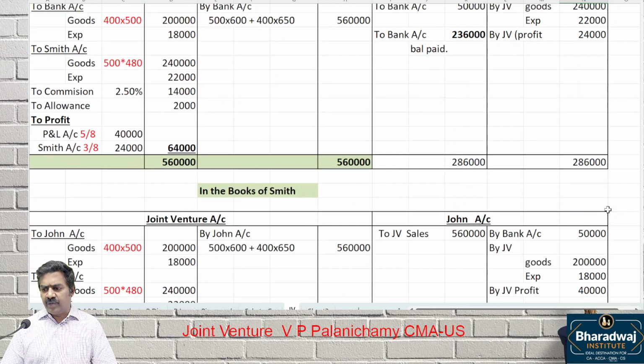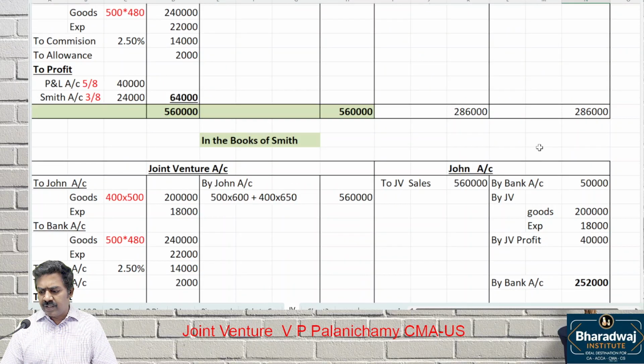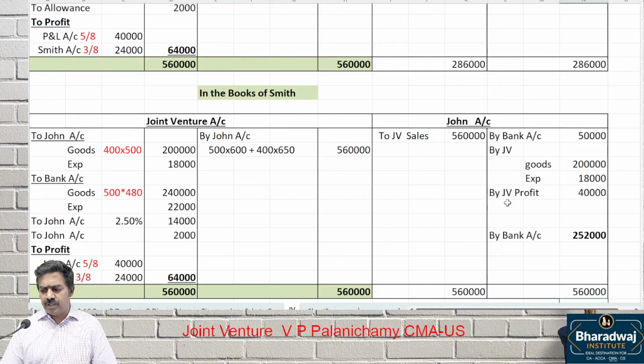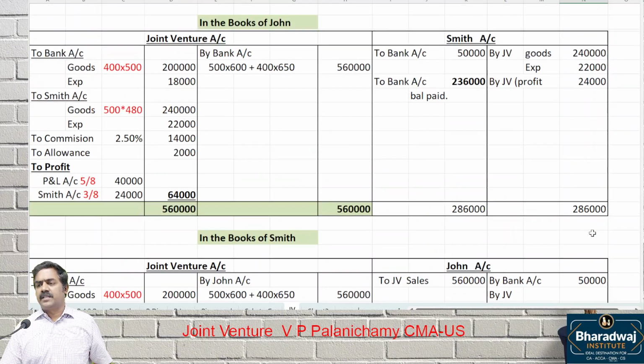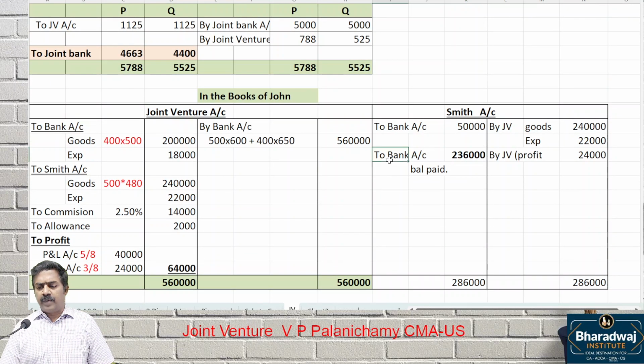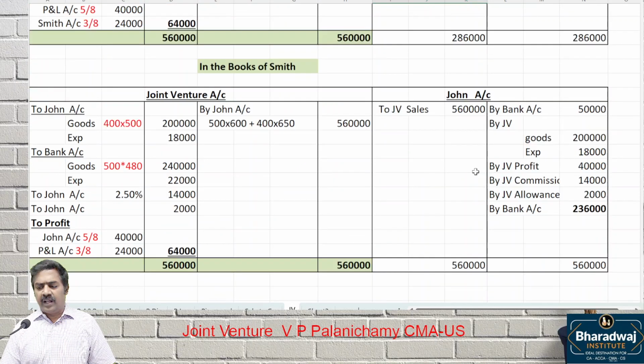You can verify also. Okay, why is there a difference? There is commission, right? By joint venture for the commission. How much commission? 14,000 commission. By joint venture for the allowance. How much allowance? 2,000. Yeah. 2,36,000. Smith to bank, how much is paid? 2,36,000. How much is collected? 2,36,000.